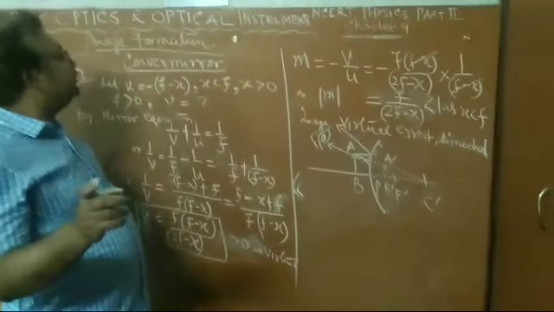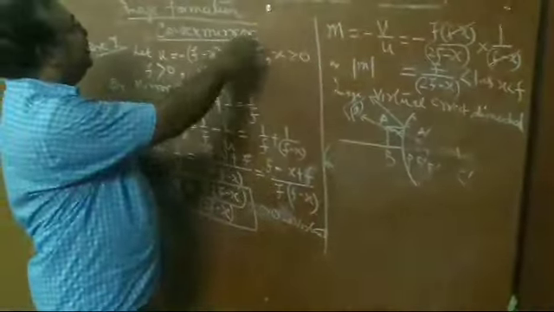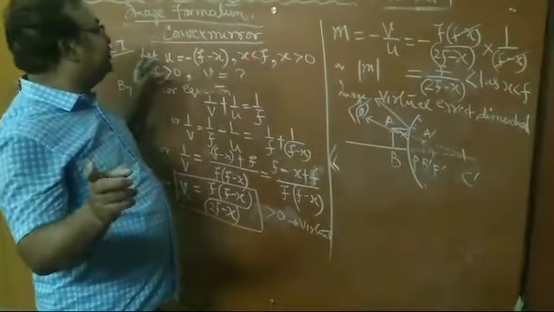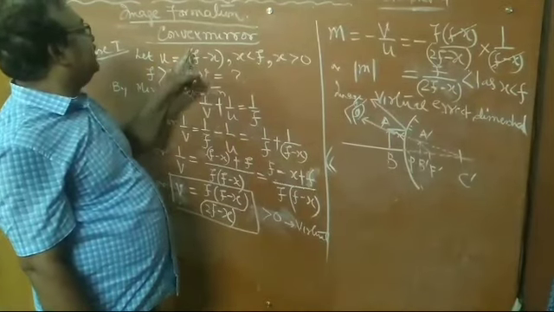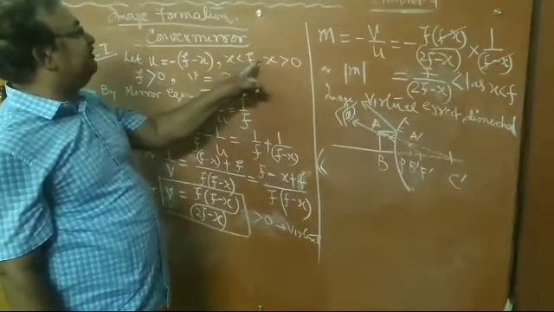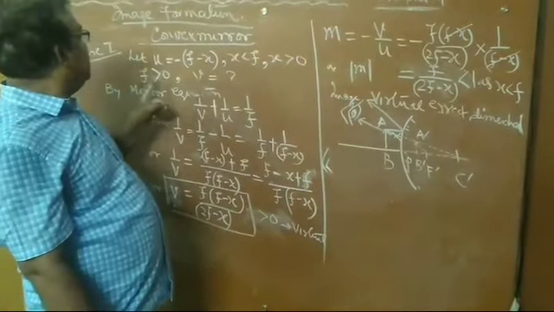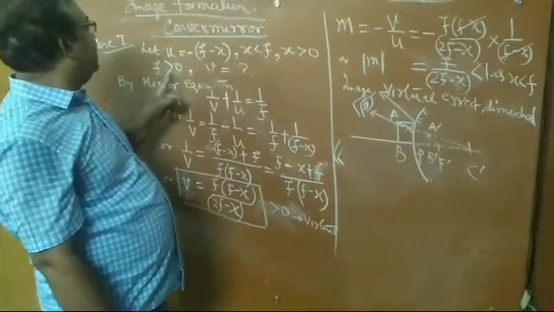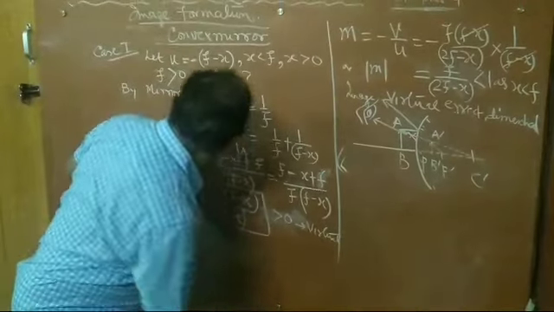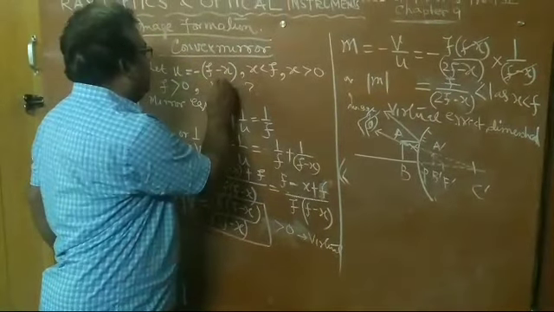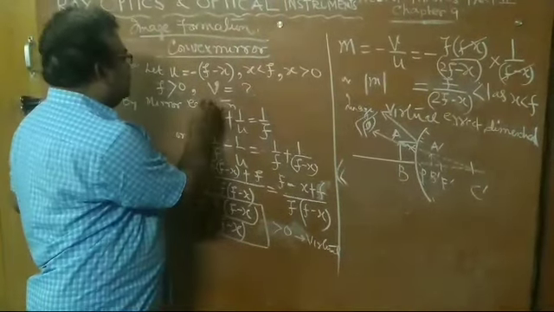Now we consider case number 1 for a convex mirror. When the object is kept within focal length, here U is equal to minus F minus X, where X is less than F and X is a positive quantity. In the case of a convex mirror, F is positive, so we have to find V using the mirror equation.